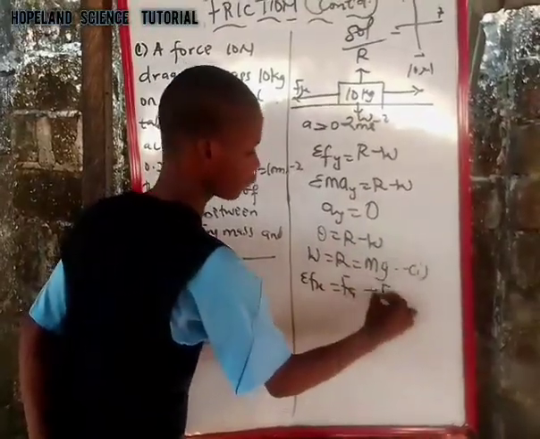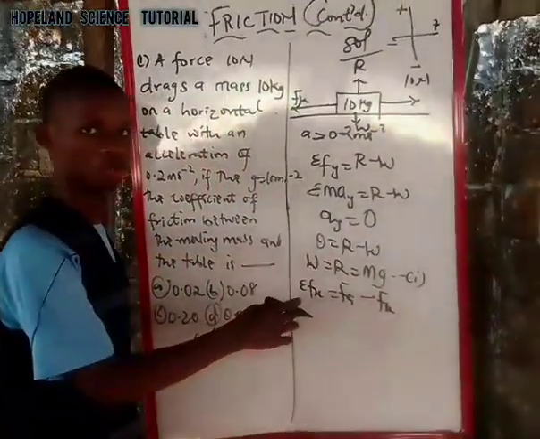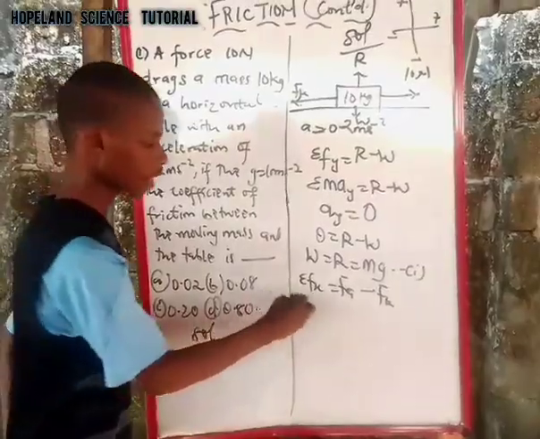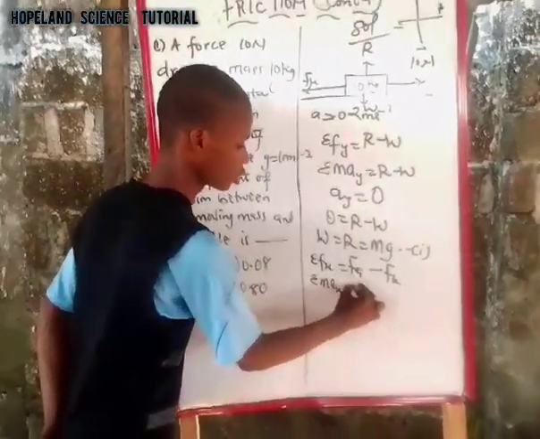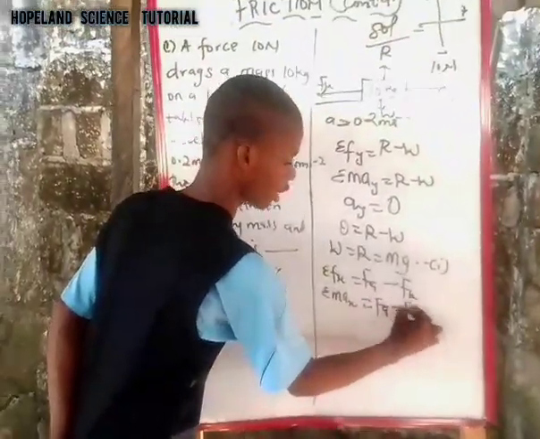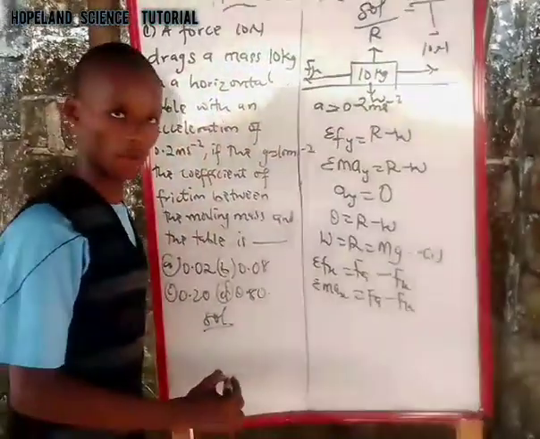Now minus what? Fk, which is the frictional force. So now summation Fs will give us what? Summation Ma, which equals Fa minus what? Fk. Are we together?